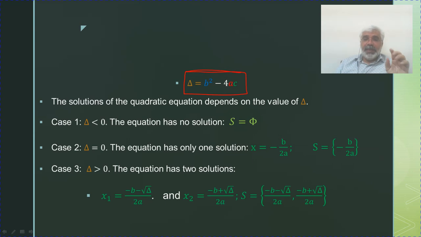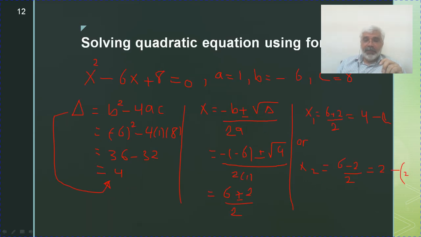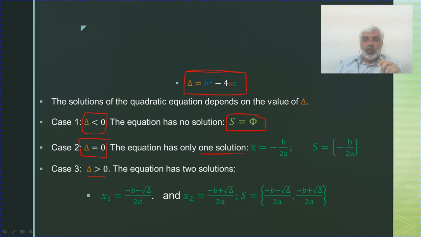Now, if delta is less than 0, delta is negative, then no solution. If delta equals 0, then there is just one solution. If delta is greater than 0, as in the previous example where delta is 4, then we have 2 solutions. Don't forget this. When delta is less than 0, no solutions. Delta equals 0, one solution. Delta greater than 0, two solutions.